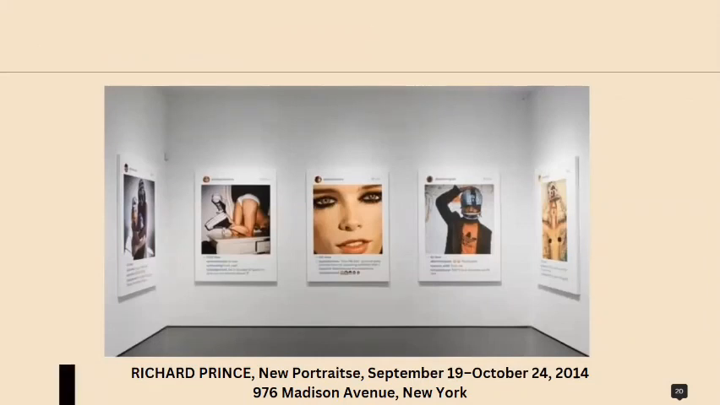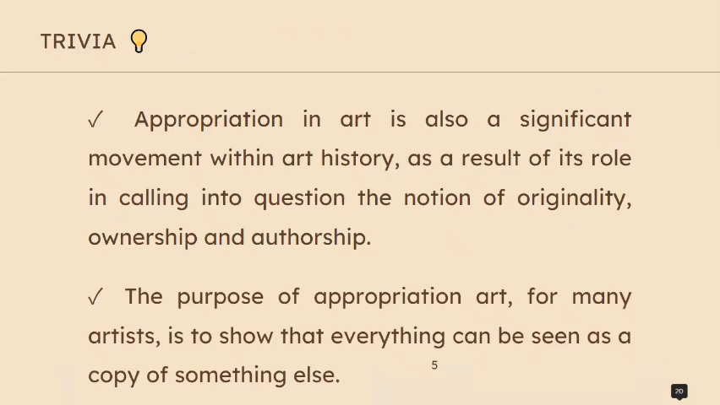Appropriation is powerful because it raises questions about the nature or definition of art. What is originality, authorship, authenticity? Because the purpose of appropriation art for many artists is to show that everything can be seen as a copy of something else. That is why some see appropriation as acceptable while others view it as pure plagiarism.